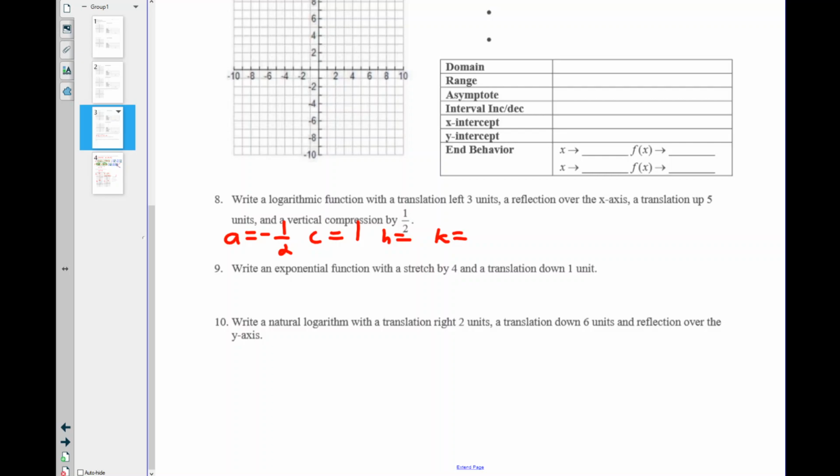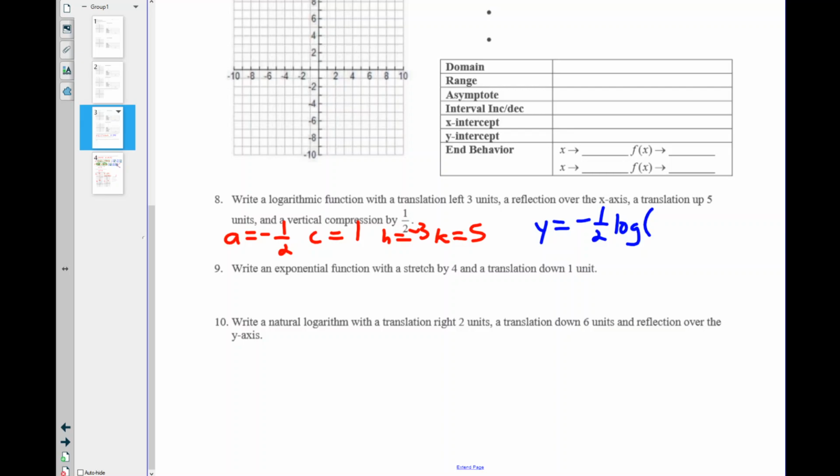What would H be? -3. You're going left 3 units. What would K be? +5. They don't tell us what base to make the log, so we can just say y equals negative, and it's logarithmic. So -1/2 log. We don't have to worry about a C, but with logs, you always use parentheses afterwards, unless there was no C and no H.